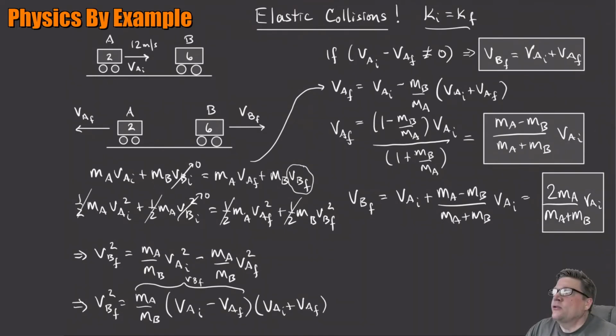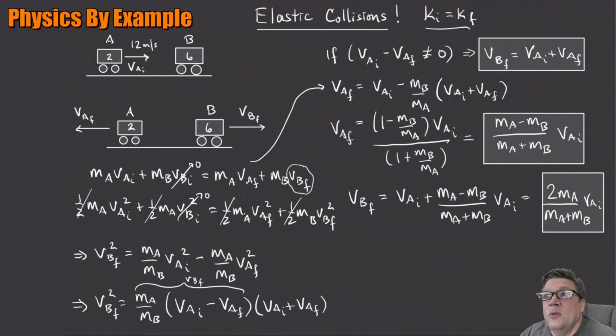Cool. So sure enough, we found the final velocities of the two carts in terms of the initial velocity of cart A, which is what we had. That's the only thing we knew. So that's it. That's the whole ball game. Okay, let's check it out. I think, oh yeah, I already got the masses up there, right? Let's see how this works.